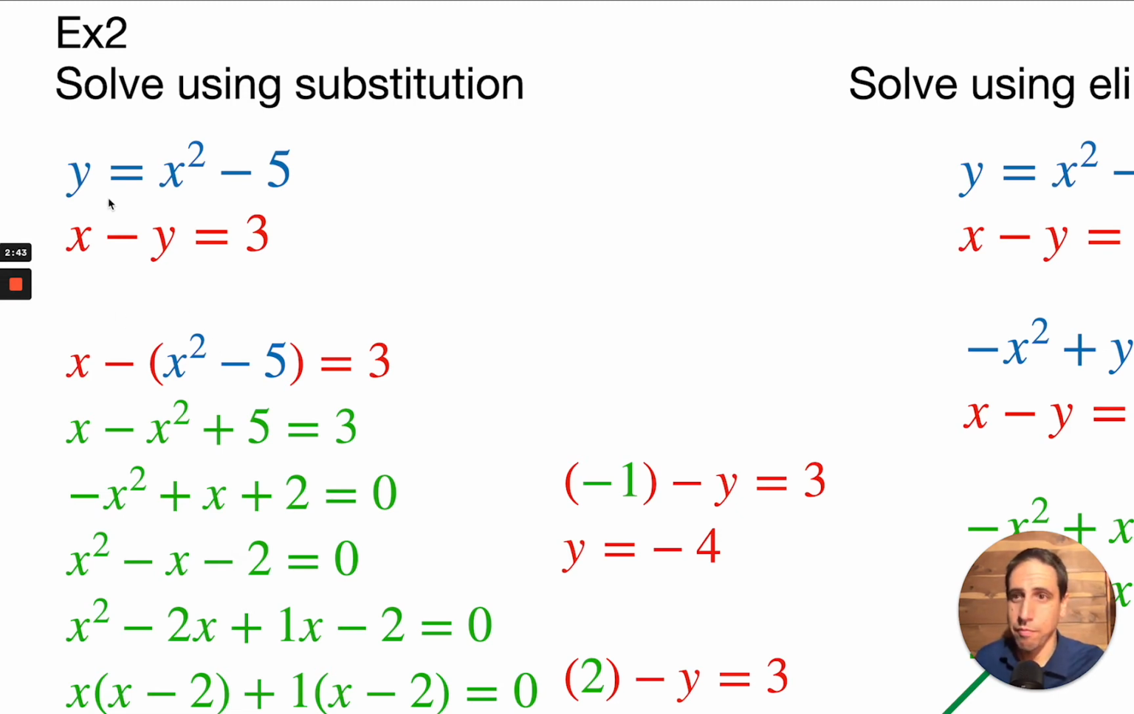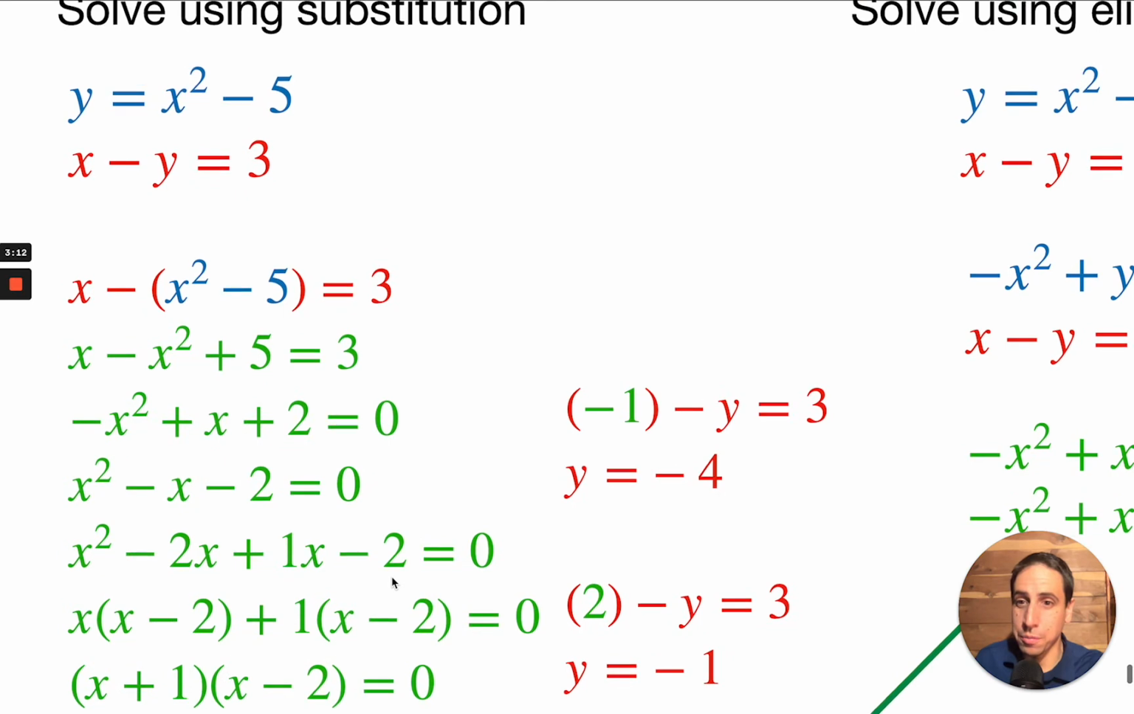So we've got y is equal to x squared minus 5, and that's what we're going to put here instead of y. So x minus, x squared minus 5, is equal to 3. Distribute the subtraction, we get that, and then rewriting it so that it's all equal to 0 in descending order, we get this. Now I'm going to multiply all the terms on both sides by negative 1 so that I can get x squared minus x minus 2 is equal to 0.